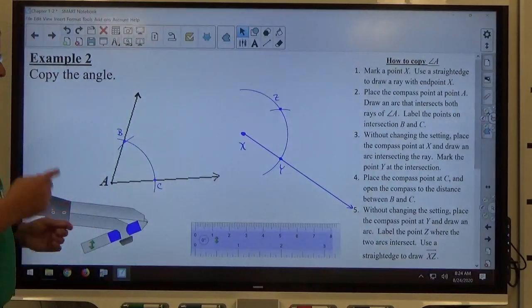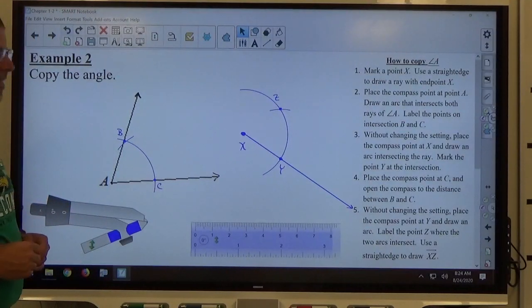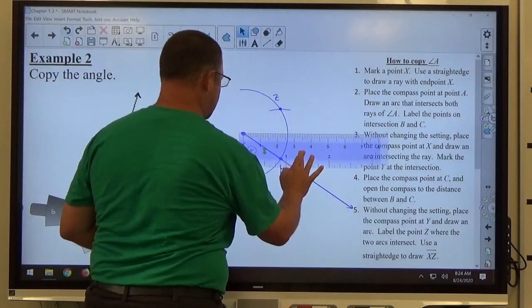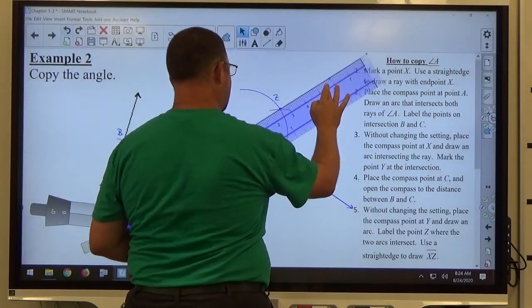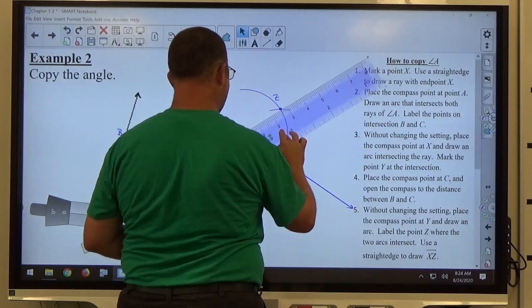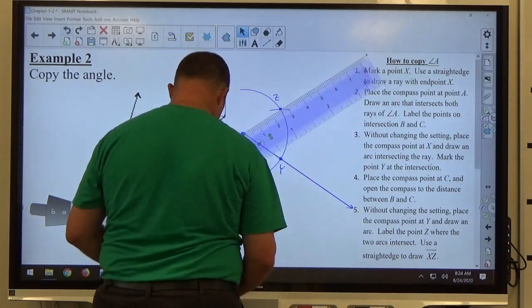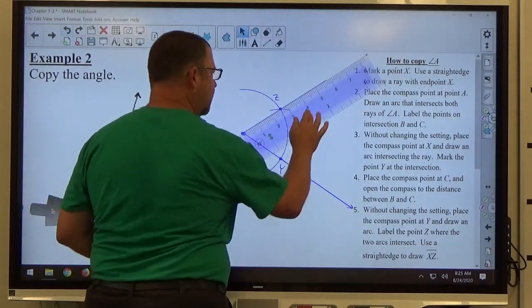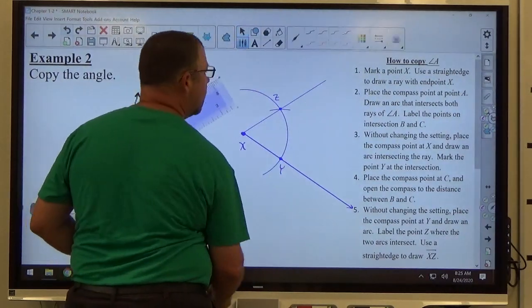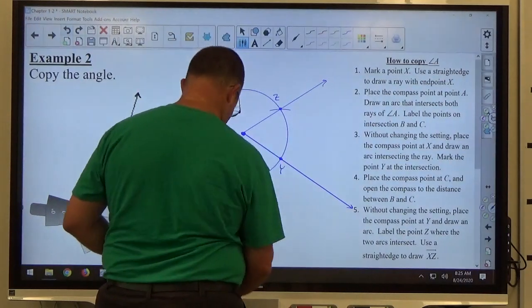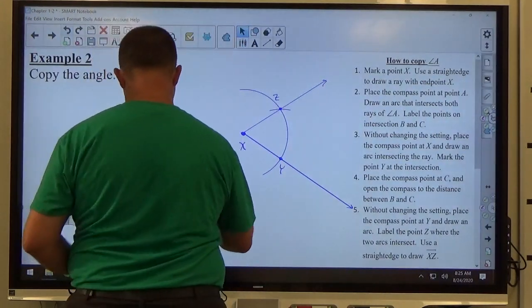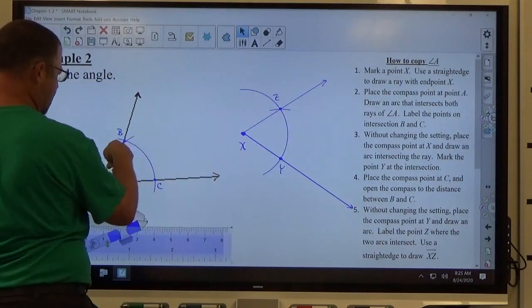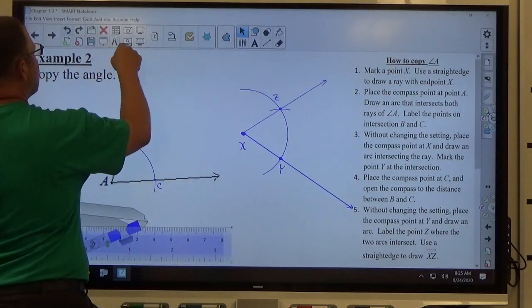And then we simply have to draw ray XZ. So I'm going to put my ruler back down, my straight edge, whatever implement you're using. Again, we're not using this for measurement purposes, we're drawing straight lines. And I'm going to draw XZ like so. Mine's not perfect, obviously, because I couldn't get that perfectly right, but just to show you, it's kind of close.